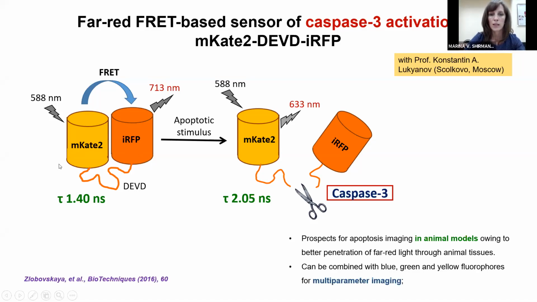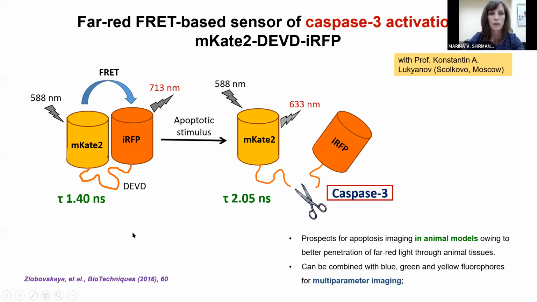When caspase-3 is inactive in cells and there is no apoptosis, FRET occurs between these two proteins, and fluorescence lifetime of the donor is shorter. Upon apoptotic stimulation, caspase-3 is activated and cleaves the linker, so FRET between these two proteins doesn't occur anymore, and fluorescence lifetime becomes longer.